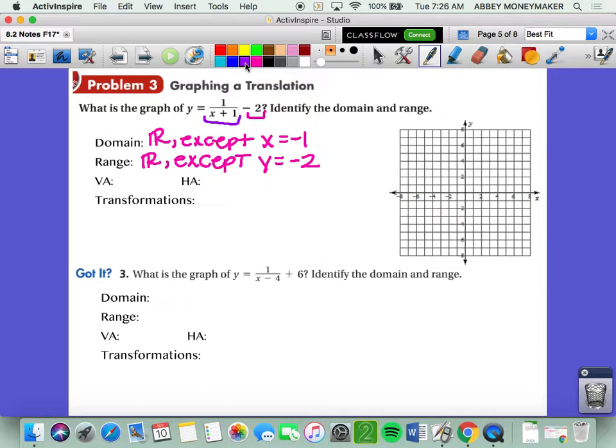Now, what your restrictions are for your domain and range tell you what your vertical and horizontal asymptotes are. Your vertical asymptote would be x equals -1. Your horizontal asymptote would be y equals -2. So before I start graphing, let's talk about our transformations. We would say we went to the left 1 and then down 2. So over here, you can say you went to the left 1 and you went down 2. That's where your asymptotes are.